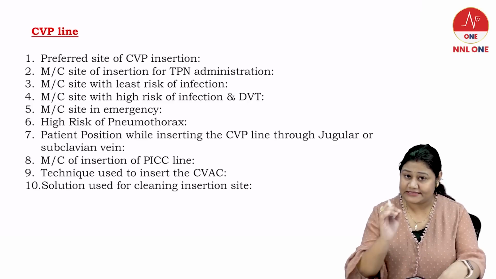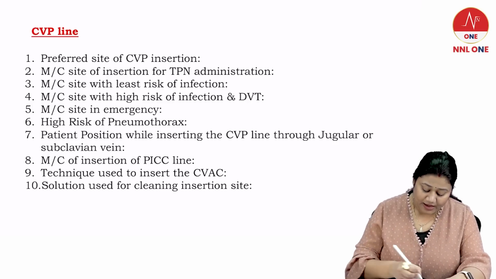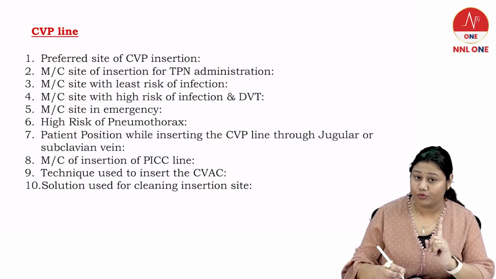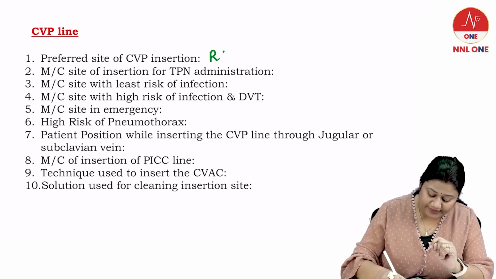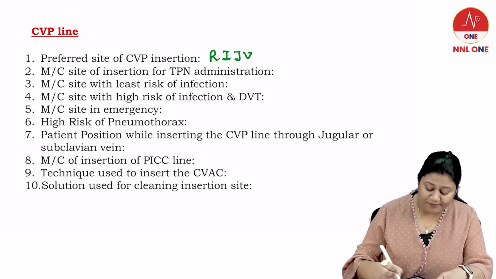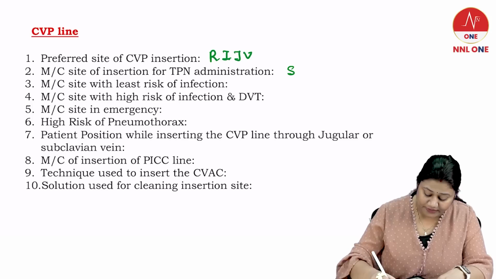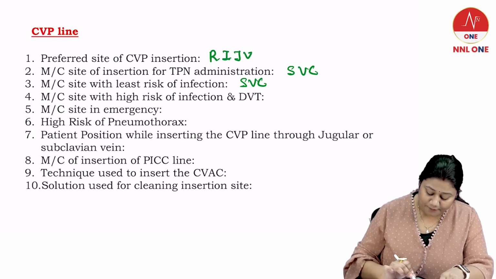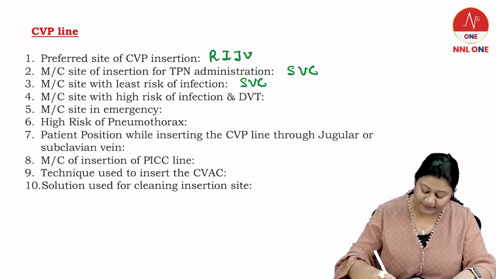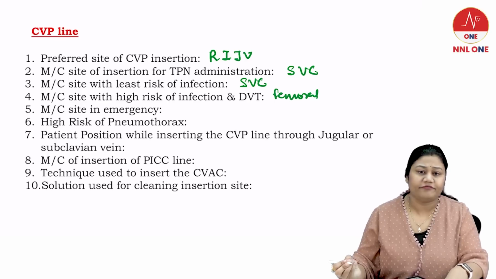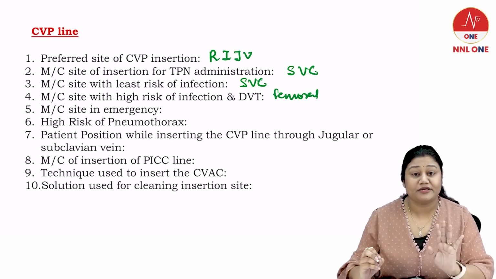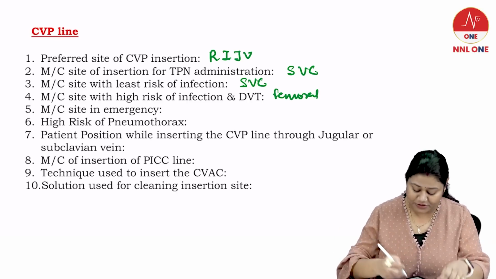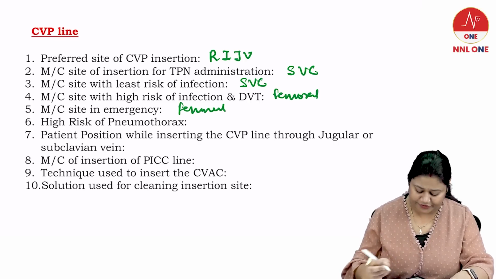Now let us quickly revise the crisp one-liners related to the CVP. Preferred site for CVP insertion, can anyone tell me? Quickly revise. It is your right internal jugular vein. Most common site for insertion of CVP line is the subclavian vein. Most common site with least risk of infection: subclavian vein. Most common site with high risk of infection and DVT: femoral. We all know this. You all are very intelligent. Most common site in emergency, because in emergency we have to quickly assess and quickly insert the line and we don't have that much time, so in emergency, femoral is more preferred.